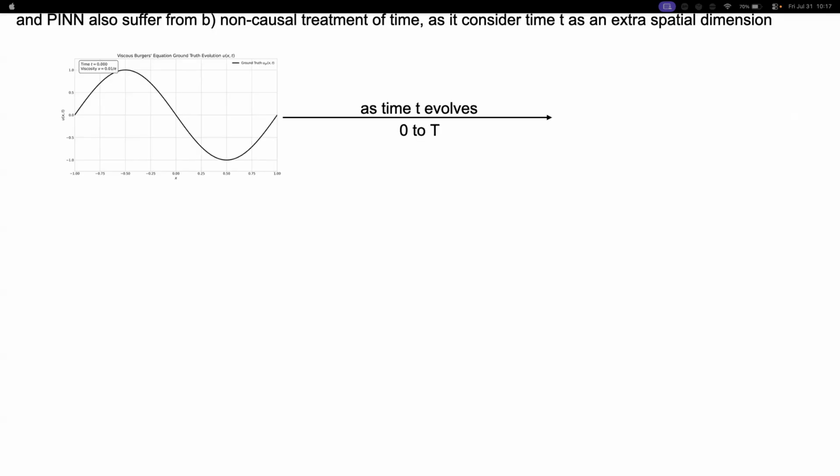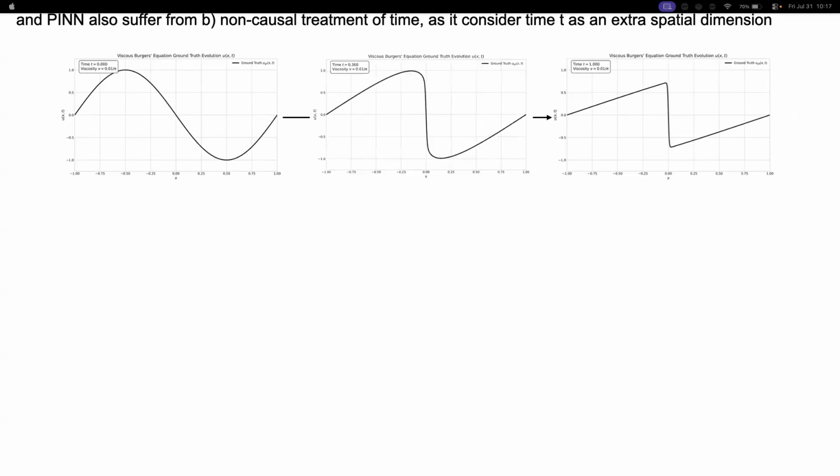And an additional problem of PINN is that it suffers from the non-causal treatment of time. As you see in the partial differential equation, which is Burgers' equation, we have an initial condition that looks like this, and it will evolve as time t goes from 0 to large T, and it will look like this. So we want our neural network to learn the dynamics of Burgers' equation, which looks like this.